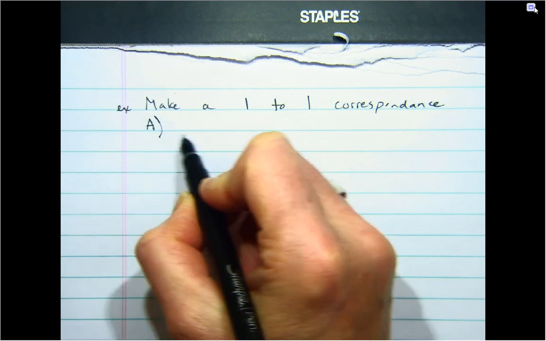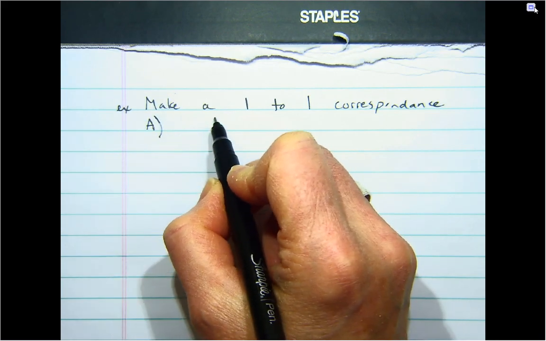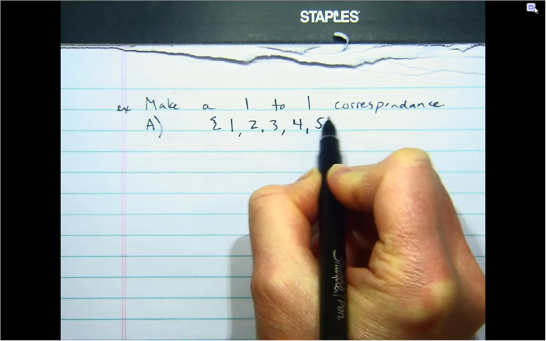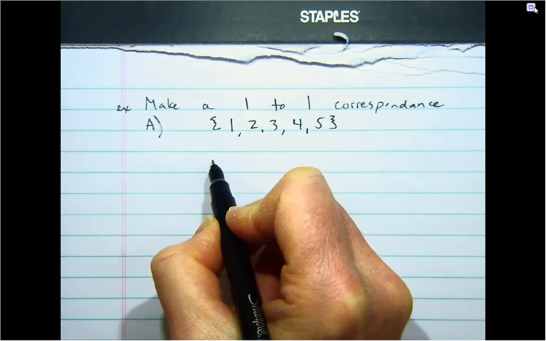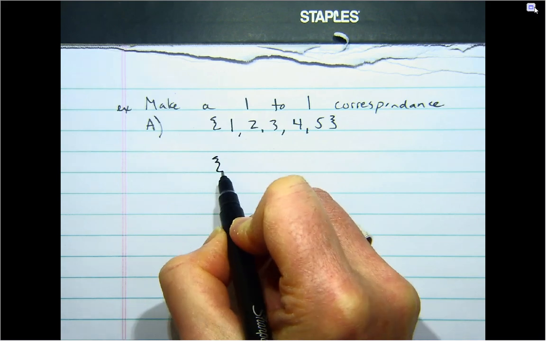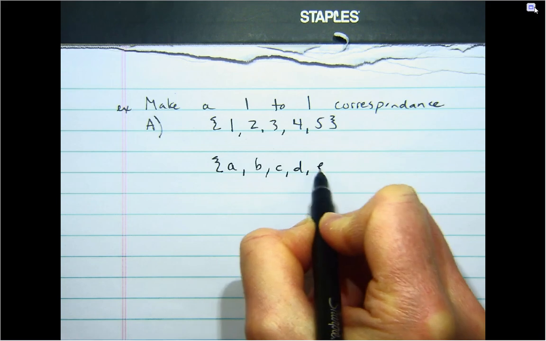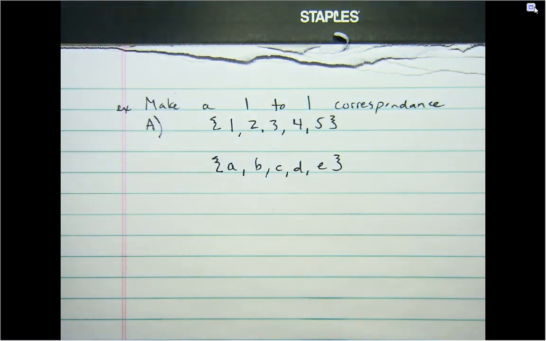So we'll have two examples here as well. We'll have a set with the numbers 1, 2, 3, 4, and 5. And then another set, we'll write right underneath it A, B, C, D, and E. And we'll make a one-to-one correspondence.